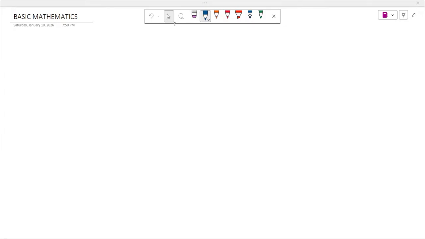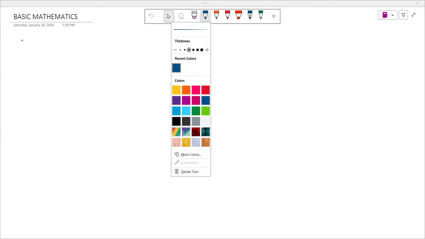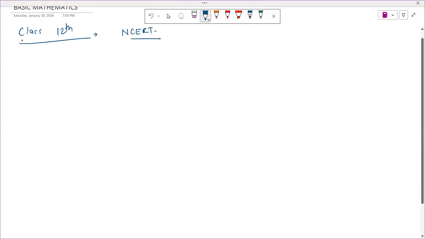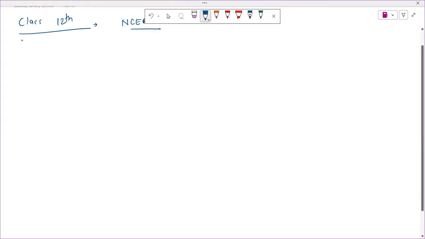So today I'm thinking of starting teaching mathematics of class 12. And the major book I will follow is just NCERT. But before that, I would like to discuss some prerequisites for class 12 mathematics.